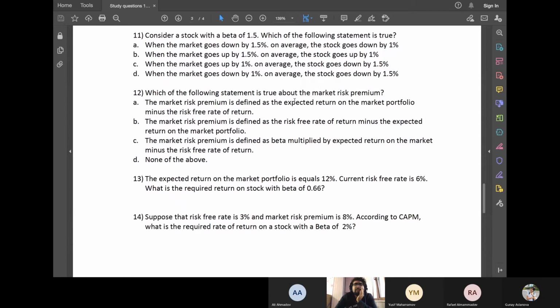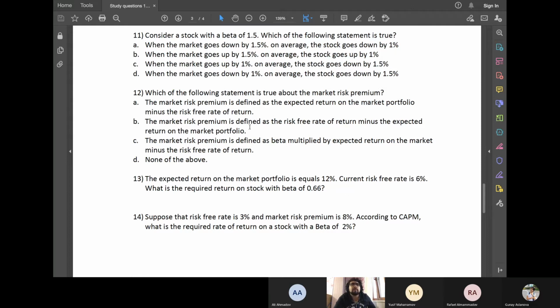Which of the following statements is true about the market risk premium? Market risk premium is the market expected return minus the risk-free return. You know that. Market risk premium is defined as the expected return on the market portfolio minus the risk-free rate of return. That's our true answer. Read the question correctly: this is the expected return on the market portfolio, not the expected return of the stock. It is market, minus the risk-free rate of return.